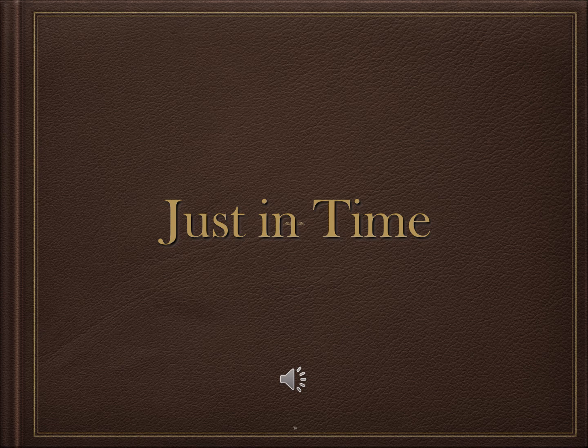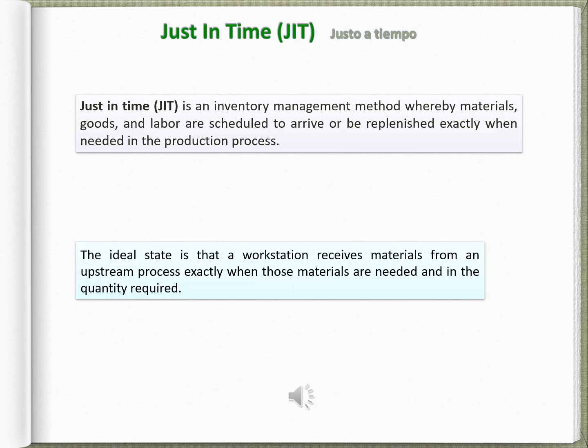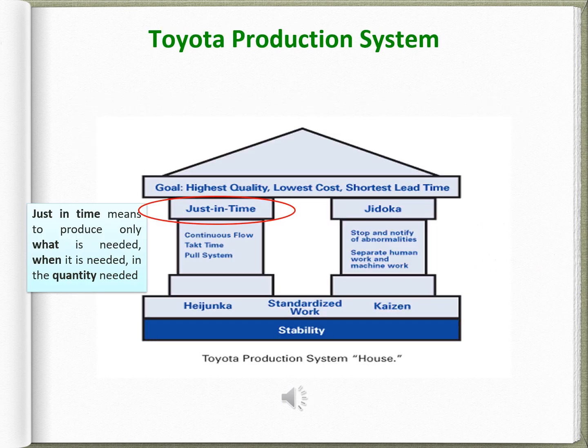Now let's go deep into just-in-time. Just-in-time, JIT, is an inventory management method whereby materials, goods, and labor are scheduled to arrive or be replenished exactly when needed in the production process. The ideal state is that a workstation receives materials from an upstream process exactly when those materials are needed and in the quantity required. In fact, just-in-time is considered one of the pillars of the Toyota production system.